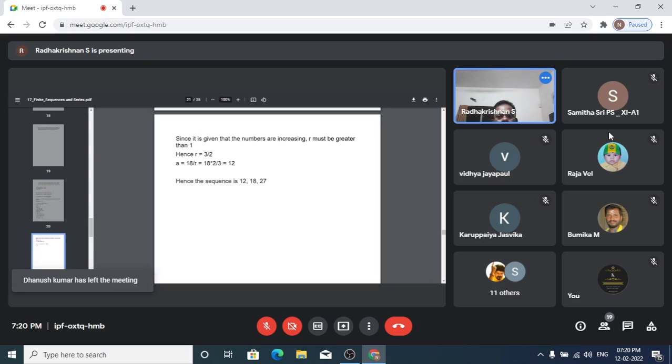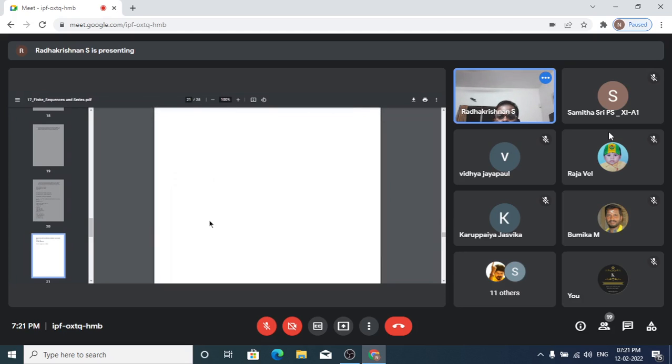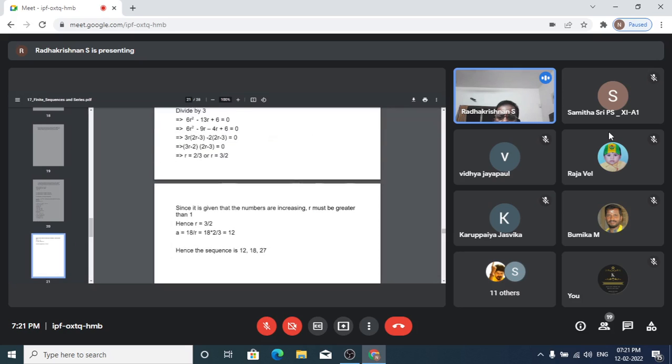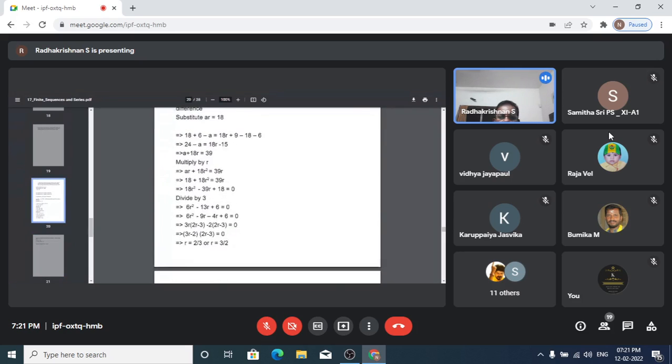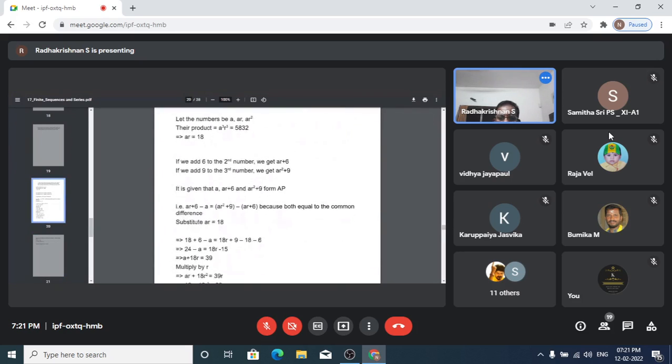Okay, so it is simple, just applying the same concepts. The problem is a little complex, so you apply your quadratic equation and other concepts also in addition to GP. Okay, is that clear to everybody? Yes, sir. Nice.